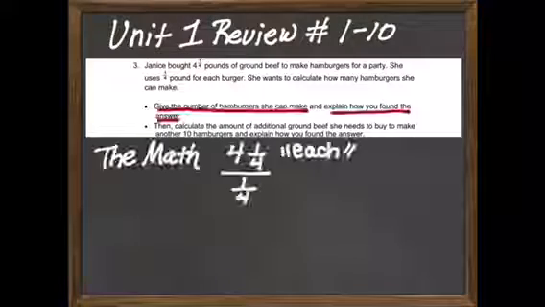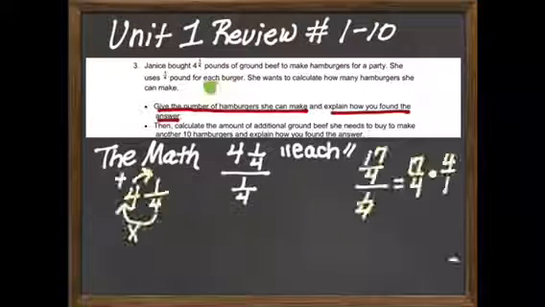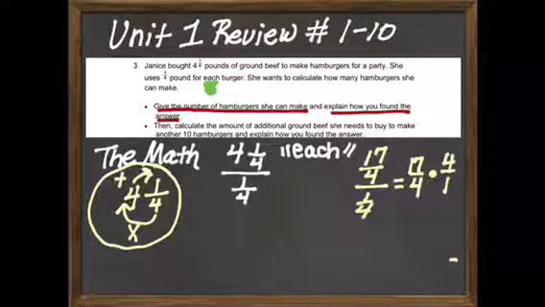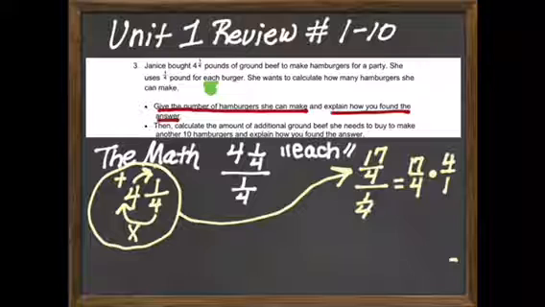This is a division problem because the key word is she wants to make, or wants to calculate how many burgers she can make. Give the number of hamburgers she can make and explain how you found the answer. So the first thing I want to do is change my mixed number to an improper fraction by multiplying 4 times 4 and adding 1. That gives me 17/4. If I divide 17/4 by 1/4, I get 17/4 times 4 over 1 because I'm multiplying times the reciprocal.